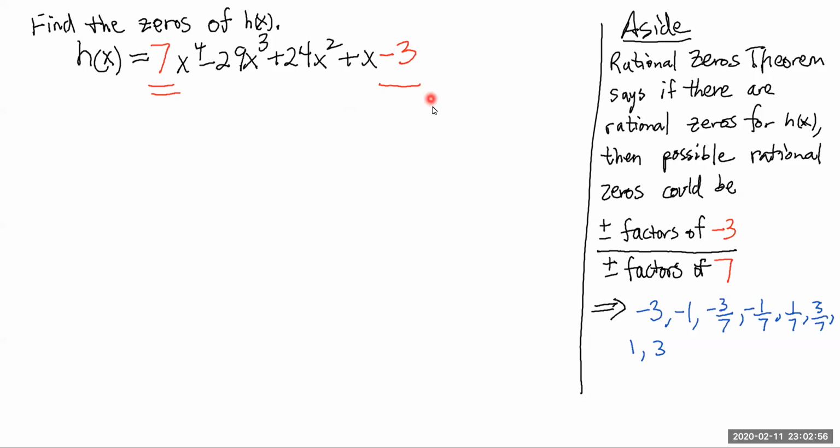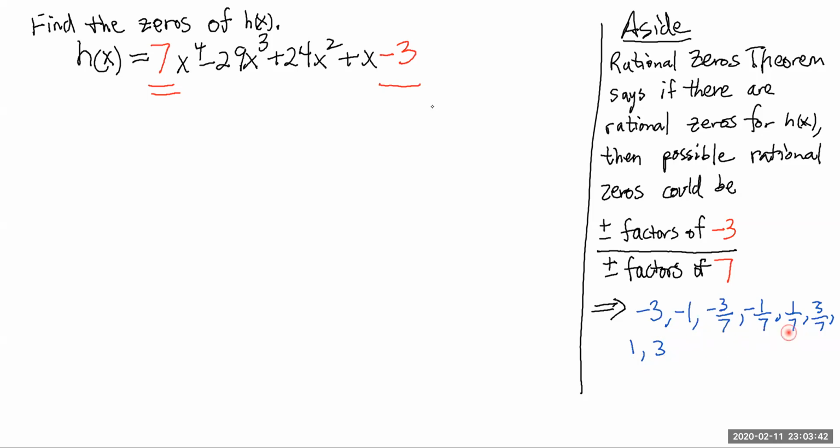What we're going to do is then use the rational roots theorem. And rational roots theorem says if there are rational zeros for h of x, then possible rational zeros could be the plus or minus factors of -3 all over the plus or minus factors of 7. So what does that mean? What does this diagram here really translate into? It translates that if there are possible rational zeros, they would be -3, -1, -3 sevenths, -1 seventh, 1 seventh, 3 sevenths, 1, and 3.